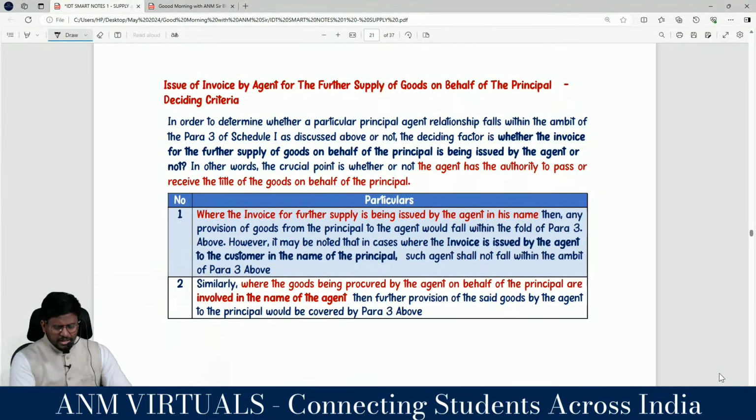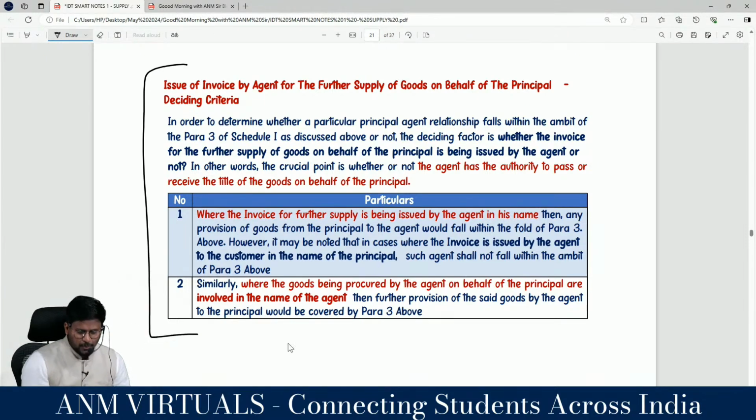Correct? Sir, in order to attract para number 3 of schedule 1, first of all you should be an agent. Correct? Sir, when you will become an agent is what is explained here. Issue of invoice is the criteria. Invoice யார் issue பண்றாங்கறது matter. Correct? Sir, if the invoice can be issued by the agent in his name, then he is an agent for the purpose of para 3. If he cannot issue the invoice in his name, if he is issuing the invoice in the name of the principal, he is not an agent as per para 3 of schedule 1.